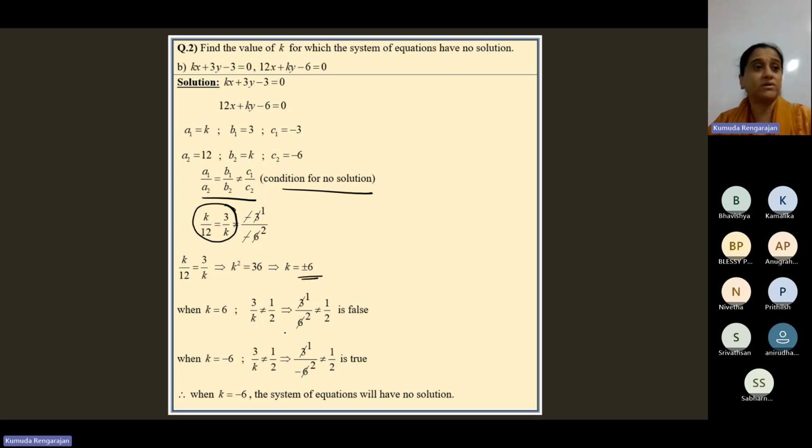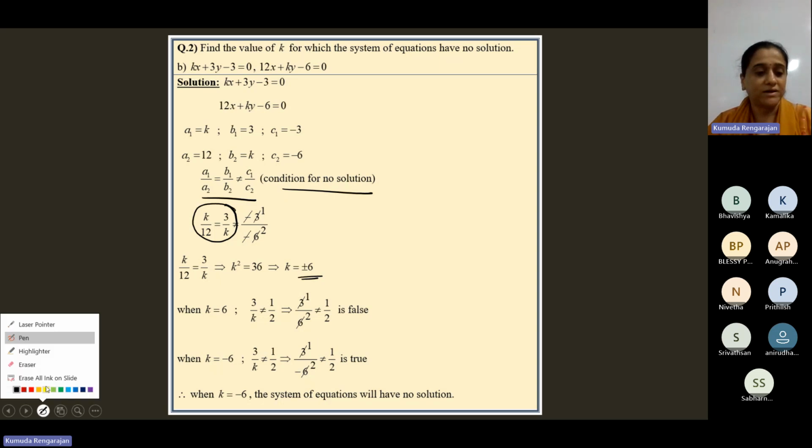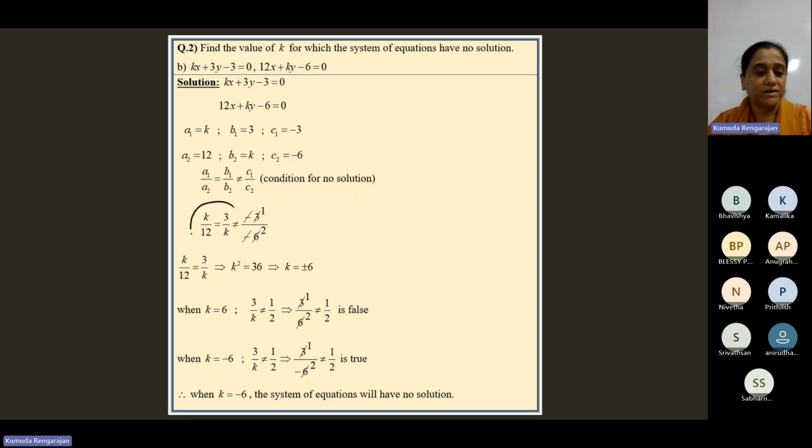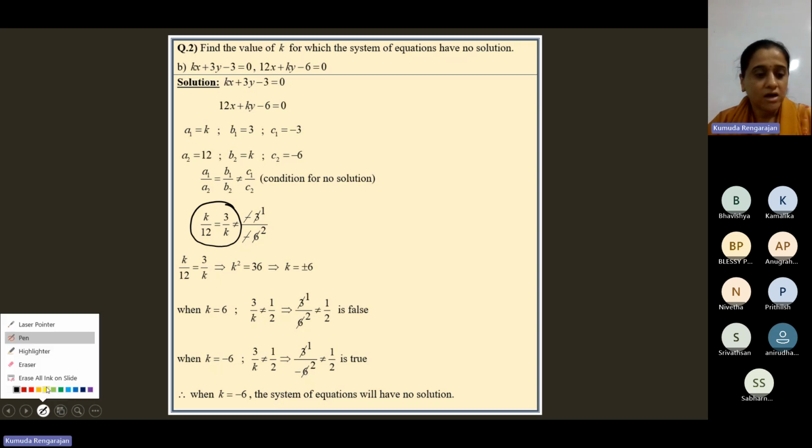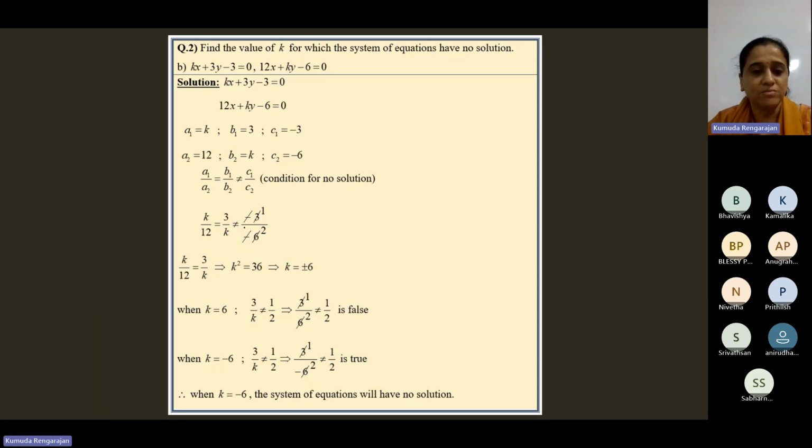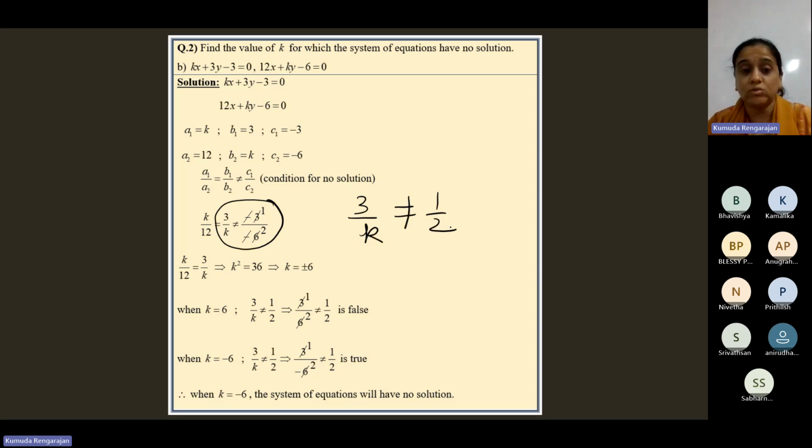You should not stop here. You must check if we can go ahead with these values, plus 6 and minus 6. So for that, use the other part. When you equate these two, you're able to find the value or values of k. Now validate them. So use this part, which says 3 by k should not be equal to 1 by 2. Then only no solution.